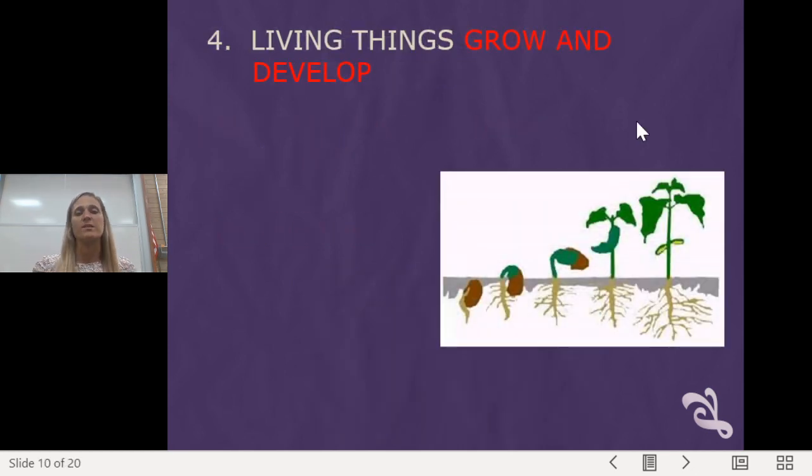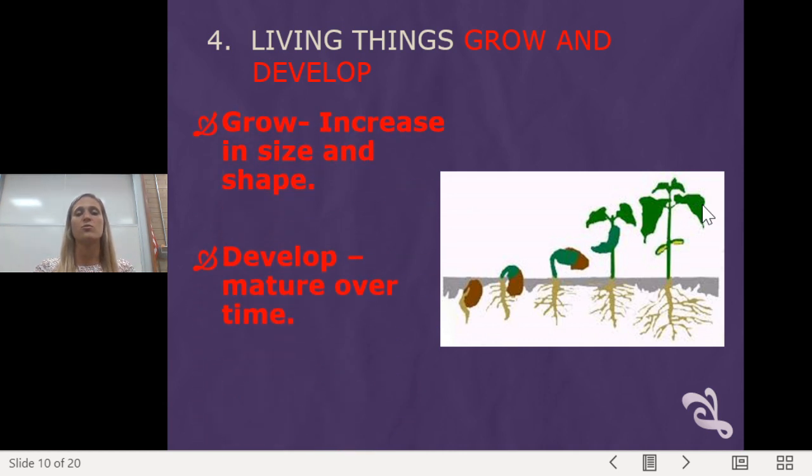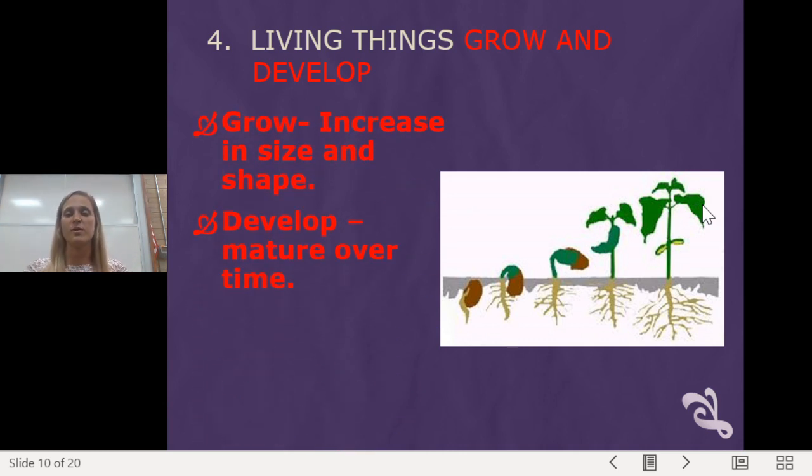All right, fourth characteristic, living things grow and develop. And here we've got an example of a plant starting from a seed and going all the way up to the mature plant. All right, so growth is an increase in size and shape. And again, you can see the seed starts with a small structure, and then it grows larger. And then development means it matures over time.